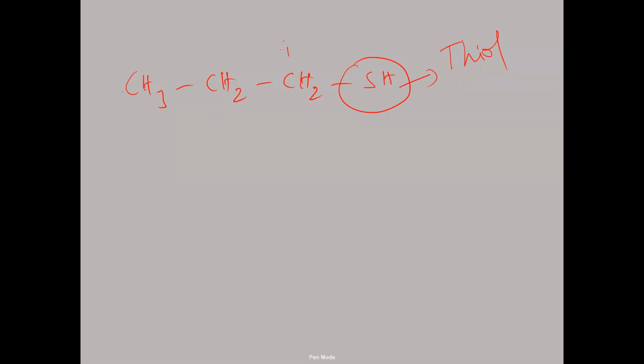Now in this case, the carbon to which the SH group is attached is first position. First carbon, and second carbon, then third carbon. Now tell me what is the name now? Propane. Propane thiol, or propane-1-thiol, or simply propanethiol is here.